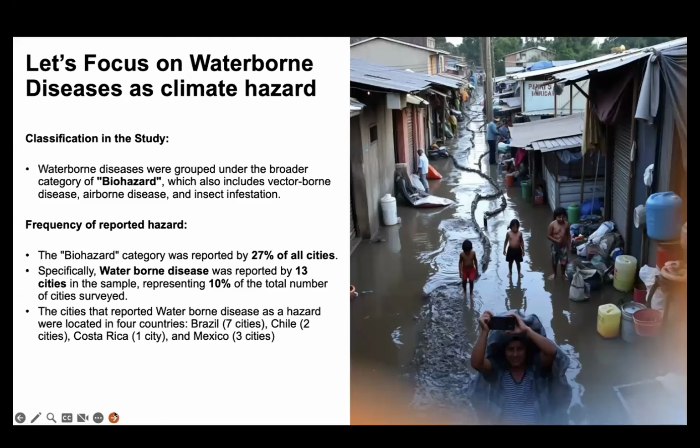We saw that biohazard, for instance, was reported in 27% of all the cities. Especially waterborne disease was reported by 13 cities in the sample, representing 10% of the total number of city surveys. And here, Brazil was the big winner, with 7 cities reporting it. Again, remember, this is a sample from 124 cities across the Latin American region.